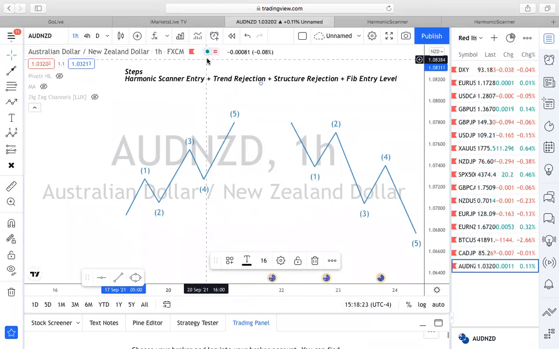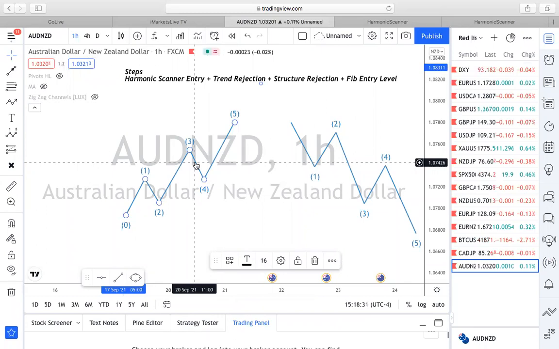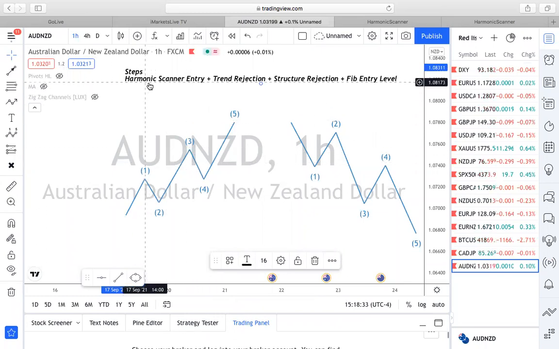So family, check this out. To the left, we have an uptrend. And to the right, we have a downtrend, right? So first, I want to go over the harmonic scanner entry. So this is typically what we would see with that, all right?